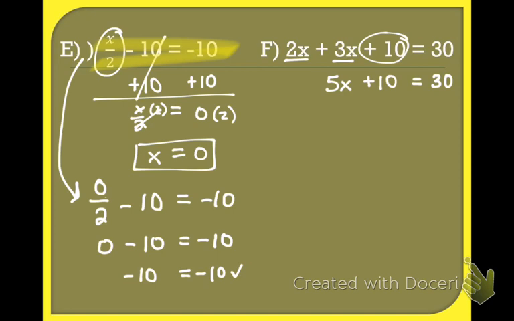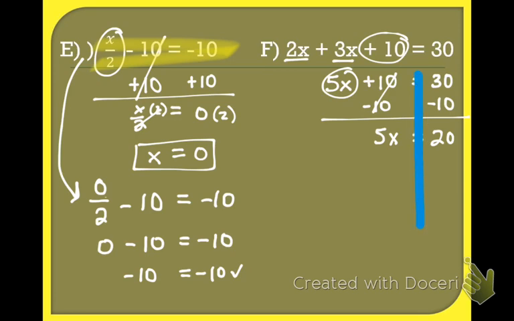So I know that I don't want to move the number that's attached to the variable first. This one is attached to the variable first, so I'm going to get rid of the plus 10. What is the opposite of add by 10? Subtract by 10. What I do to one side, I must do to the other. This cancels out. I'm left with 5x on the left side equals, and 30 minus 10 equals what? 20.